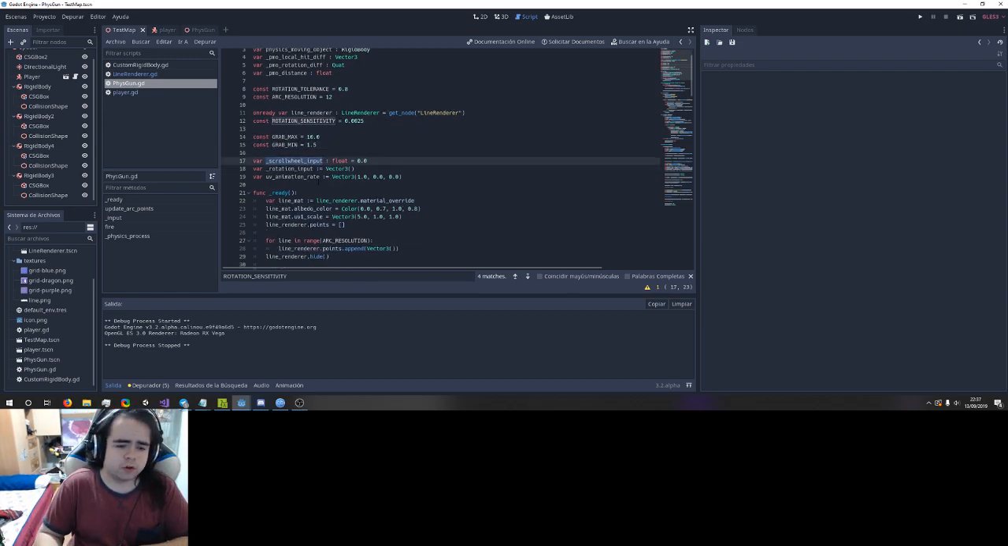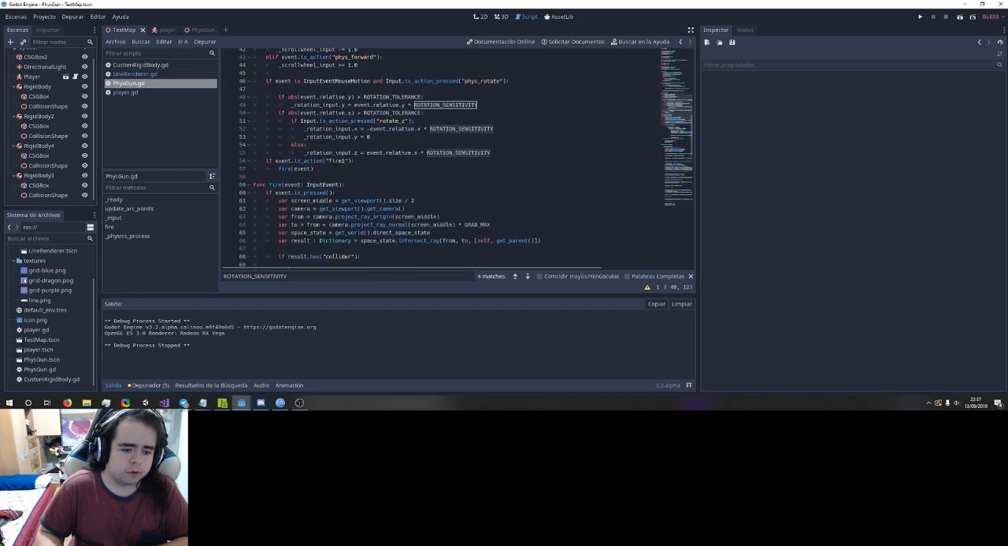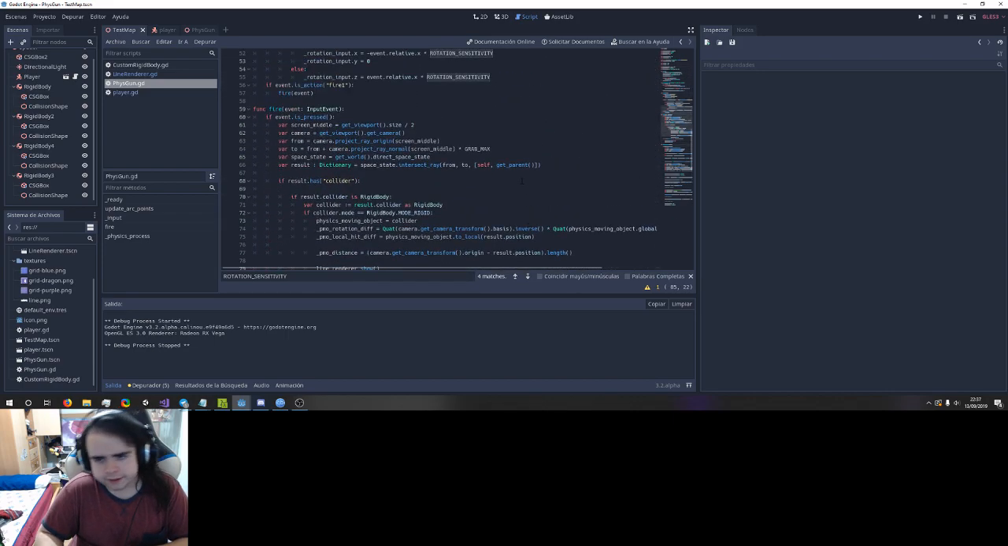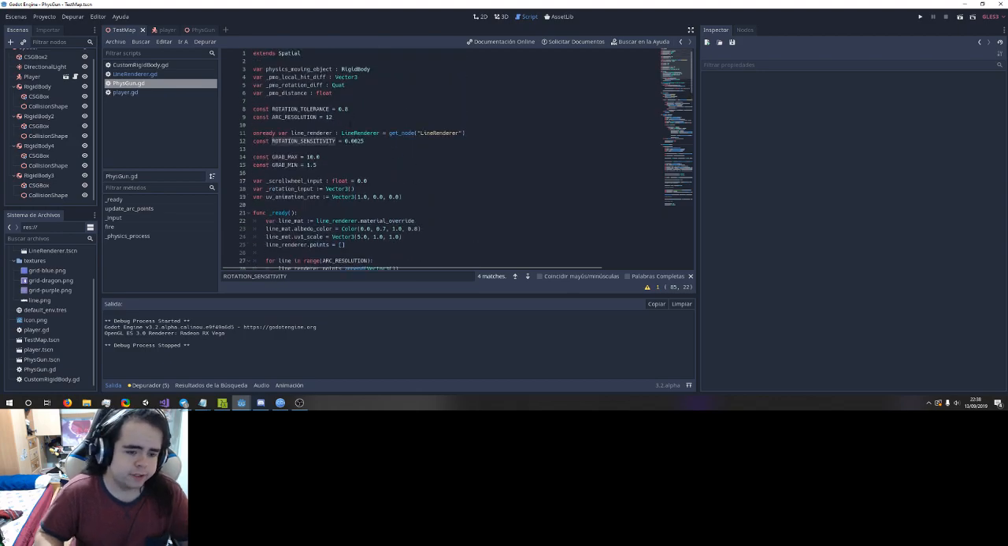Then we have the scroll wheel input, and why is this here, you may ask? Because of course the scroll wheel input is in input, and we do all the physics integration in physics process, so it has to be there. It gets set to zero at the end of the physics process function. Then we have the rotation input, which is when we hold R, how much mouse movement we've given it. And that's of course there for the same exact reason.